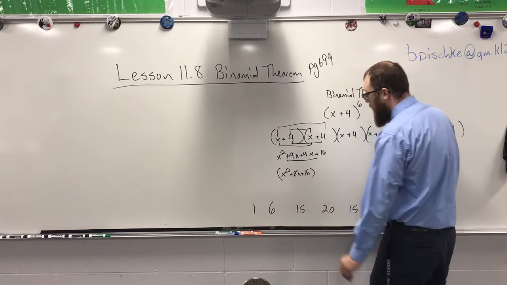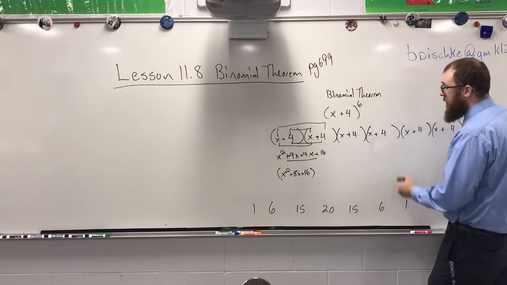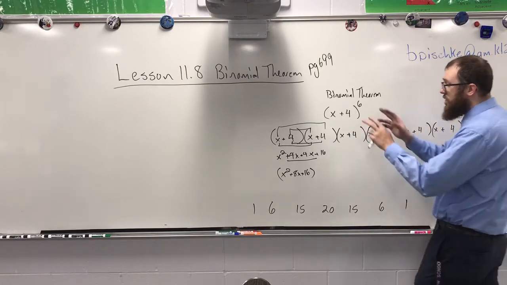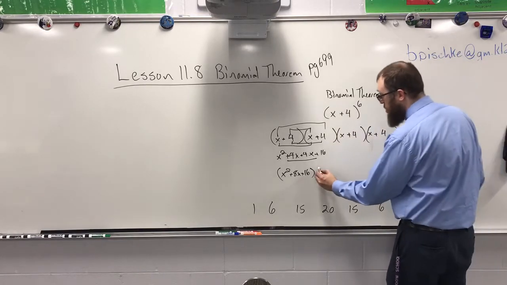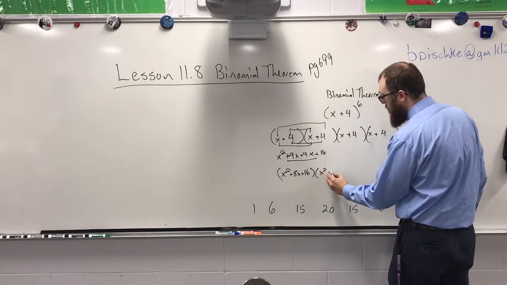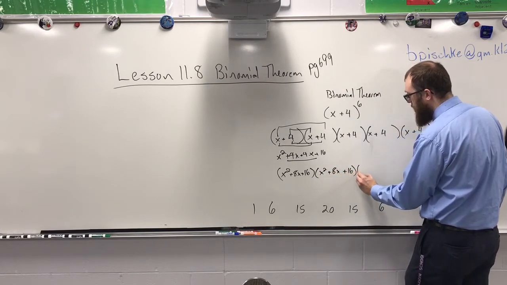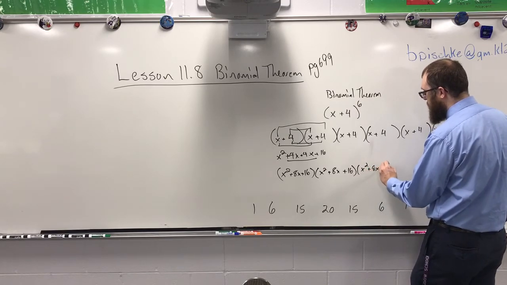Now, I wish I was done, but I'm not. That's just this first group of FOIL. Now I have to do the same for the second group and the third group, because I have 3 pairs of x plus 4s. The nice thing here is that they're all the same. So I have x squared plus 8x plus 16, and then I have x squared plus 8x plus 16.